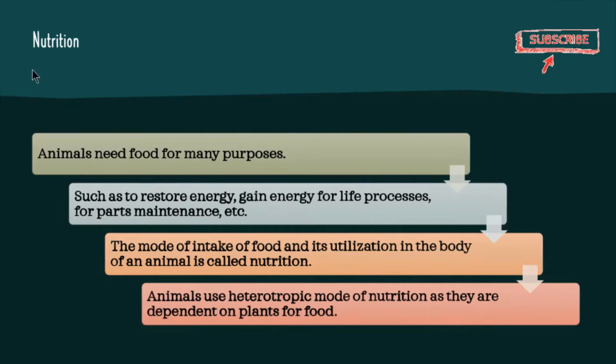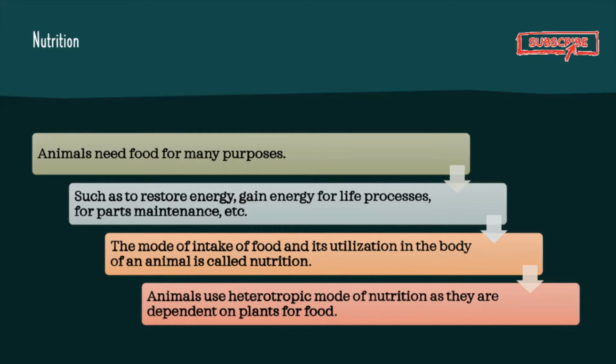So let's begin, guys. Let's learn what exactly nutrition is. In simple words, we can define nutrition as the intake of food and its utilization in an animal's body. Animals need food for many purposes, such as to gain energy for life processes, for growth and for body part maintenance. So to live our life, we need food for energy.